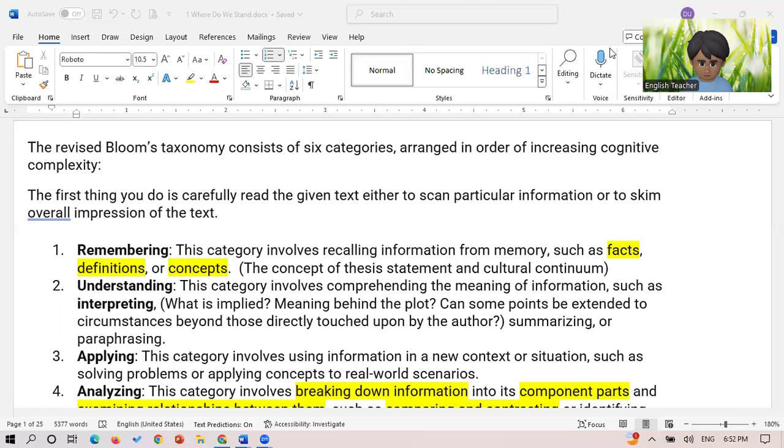So in this video, I am going to talk about the first essay in your curriculum in Unit 1. Unit 1 has the theme of intercultural communication, and the mode of writing for Unit 1 is argumentative mode of writing. And the first essay in Unit 1 is Where Do We Stand by Lisa Davis.